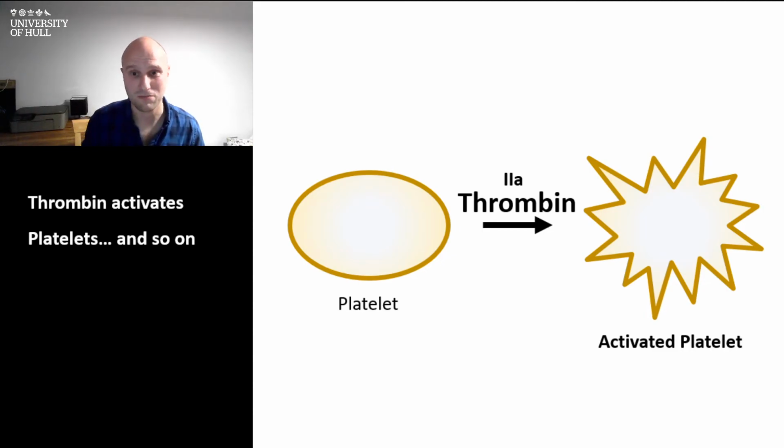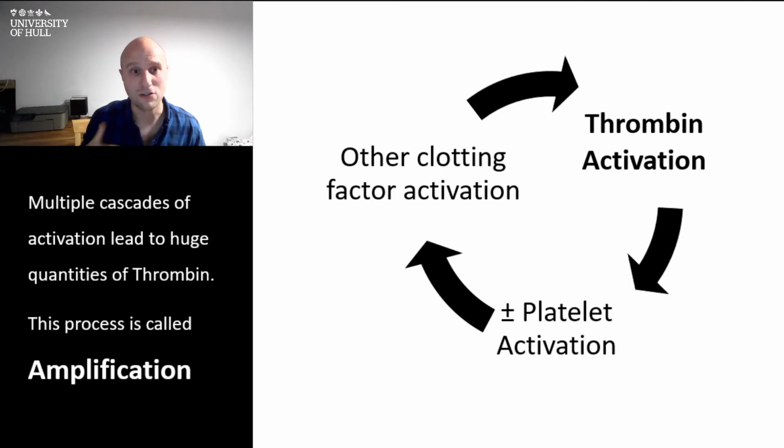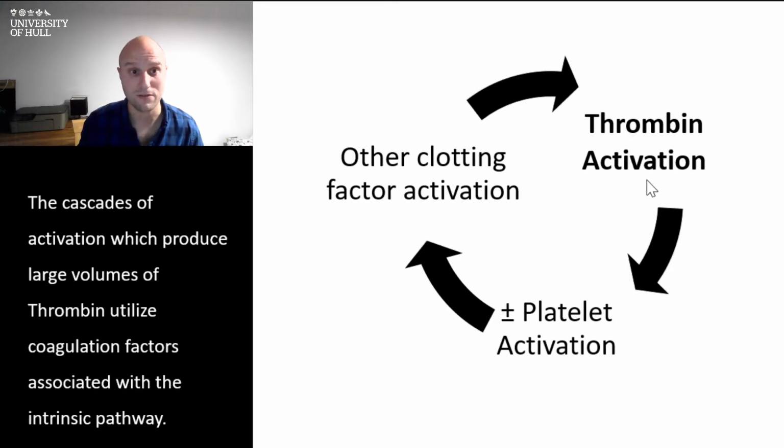So yeah, thrombin activates platelets. Just to sum that up, you can see that we've got this positive feedback cycle, where we've got thrombin activation, which activates platelets, activates other clotting factors, so we get more thrombin because we need lots of it. And that's just saying what I've just said.